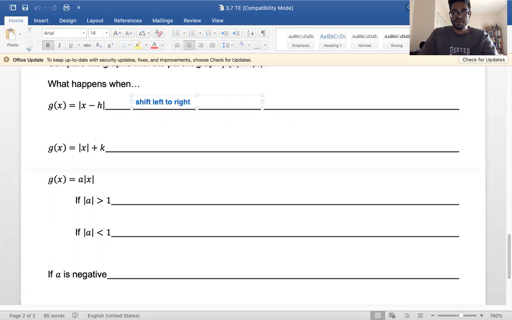Okay, and then here I'm going to put in if the number is positive, you shift left. If negative, shift right. When you have this plus k term on the outside, this shifts the graph up and down.